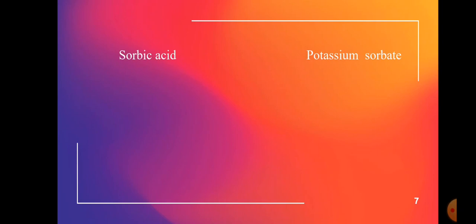Next, another two examples are sorbic acid and potassium sorbate. This is the structure for sorbic acid and this is the structure for potassium sorbate. Coming to the sorbic acid, chemically it is 2,4-hexadienoic acid. It is used in syrup, elixirs, ointments and lotions which are more prone for mold growth.